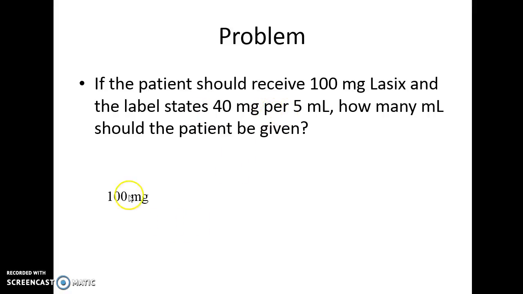Which one works? Since milligram is in the numerator, you need to have milligram in the denominator. Now we look and see, 40 is with milligram, 5 is with milliliter, and we place those with the respective units. Now milligrams cancel and we end up with milliliter. We do the math. Because 5 is in the numerator, we put a times in front. Because 40 is in the denominator, we put a divided by in front. So it's 100 times 5 divided by 40, and you should get 12.5 on your calculator.